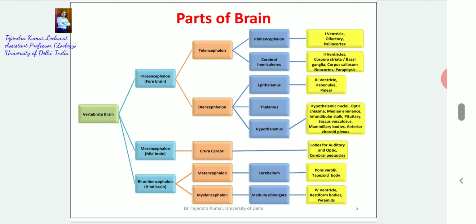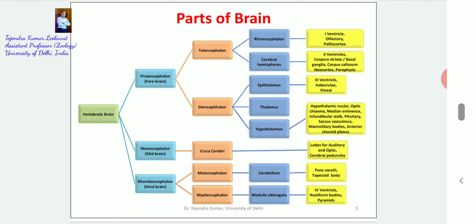Prosencephalon is again divided into two parts: telencephalon and diencephalon. Telencephalon also has two parts: rhinencephalon and cerebral hemisphere. I'll explain one by one later on. Second, diencephalon is divided into three parts: epithalamus, thalamus, and hypothalamus. Epithalamus is on the upper side, that's why it is called epithalamus, and hypo means lower side. Okay.